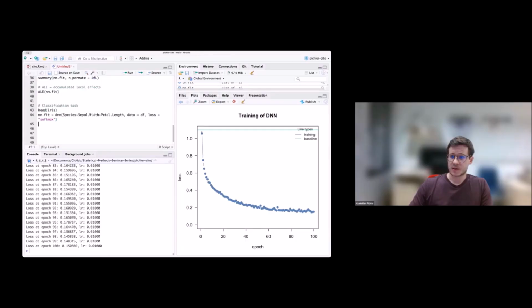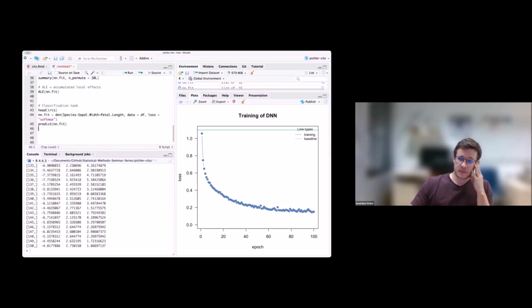On the right side, again, we see how the loss develops. By the way, the epochs are just the number of iterations in the optimization. We see here that the loss is decreasing and it's below the baseline loss, which is good. And after 100 epochs, we have our final model. We can make predictions with this model.